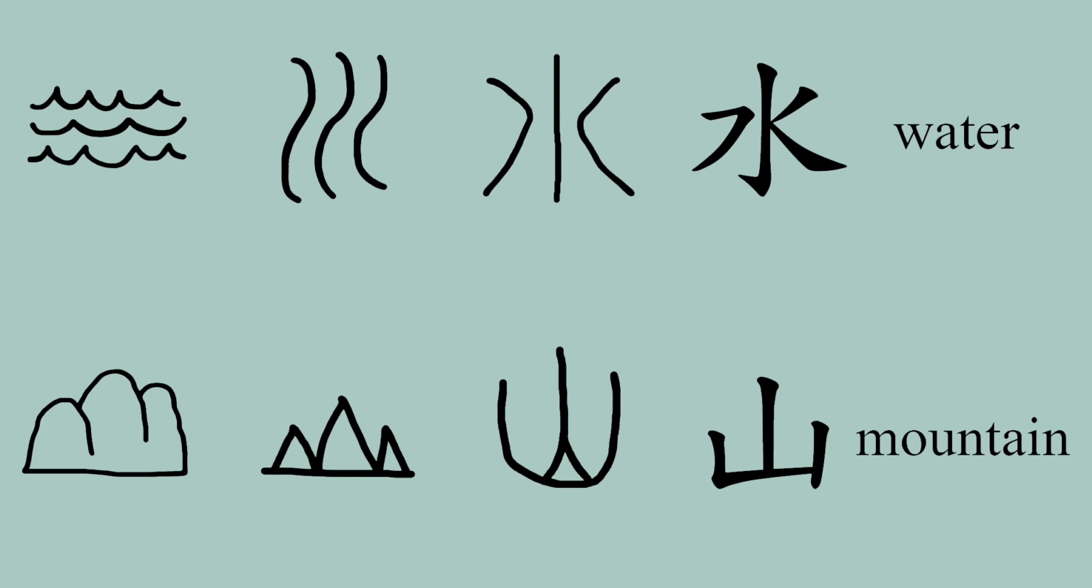To form the written character for water, they first drew the waves of a river, then stood it up vertically and modified it to look like this. To write the word for mountain, they just drew a simple mountain with three tops, squared them off and finally made it even simpler to draw.